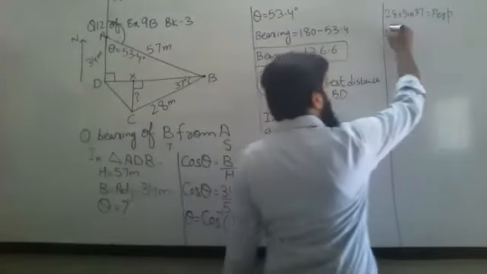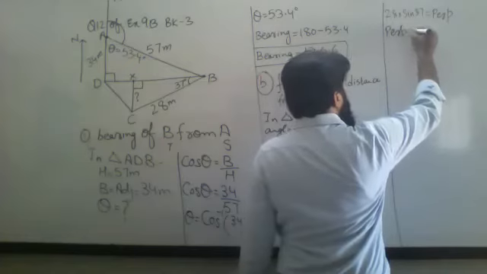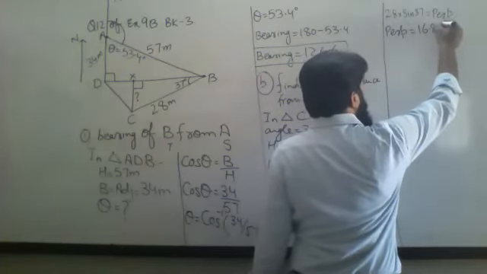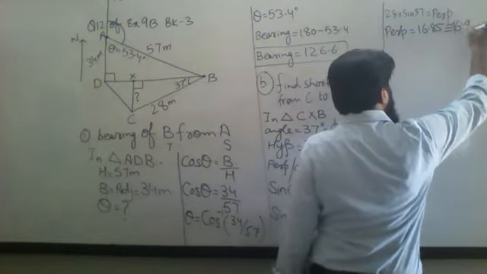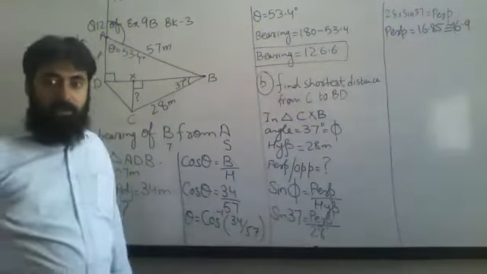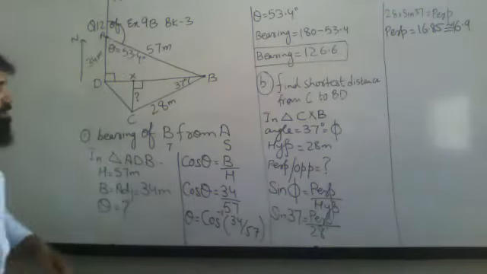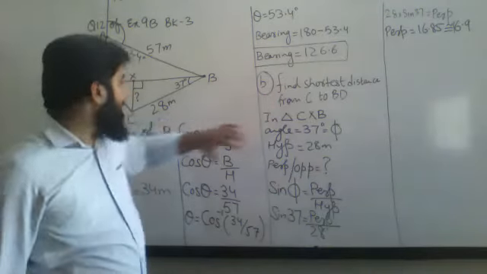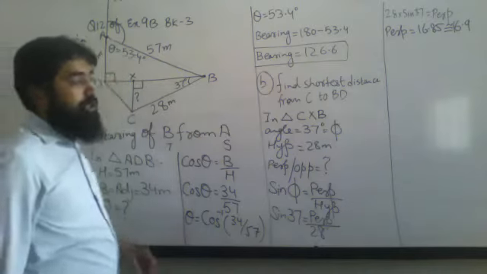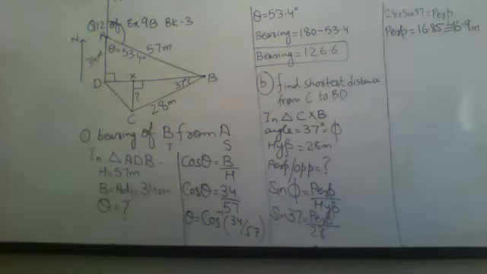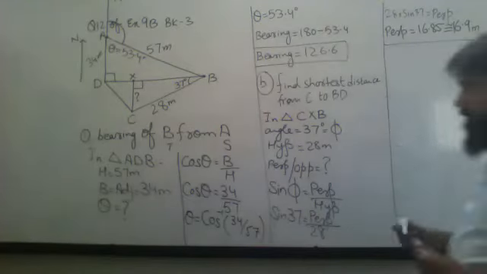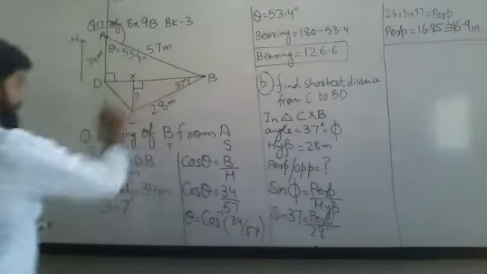Then I will simplify it. The answer is going to be 16.85, which can be rounded up to 16.9. So your answer for this part, where they were saying to find the shortest distance, is 16.9 meter. That's your shortest distance for this part, which is over here.